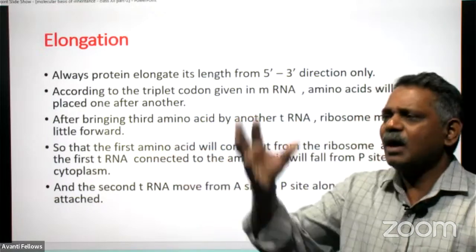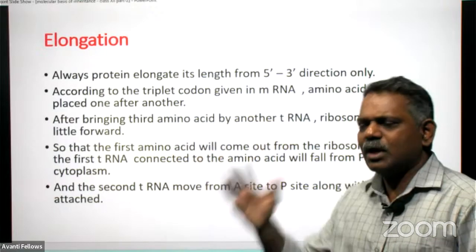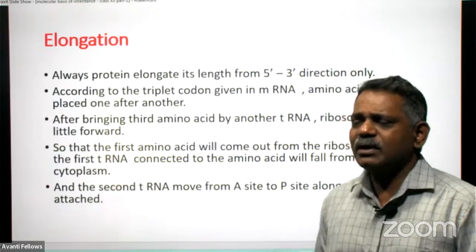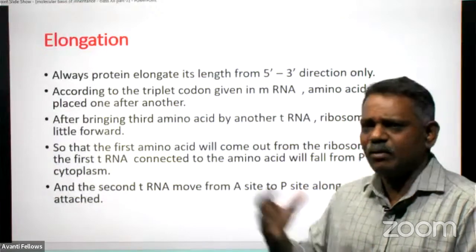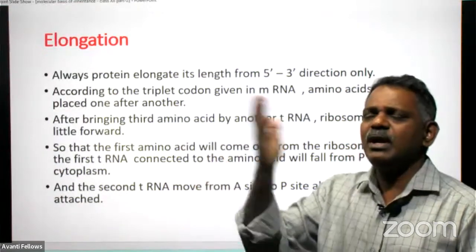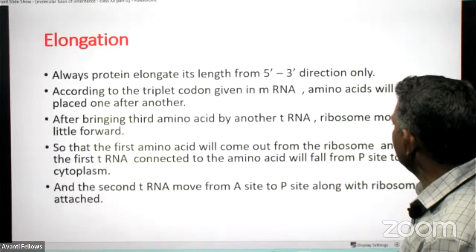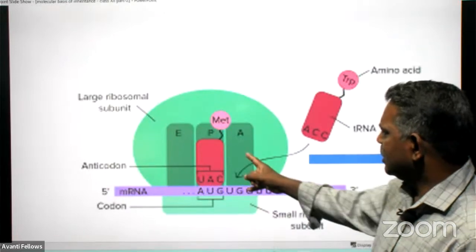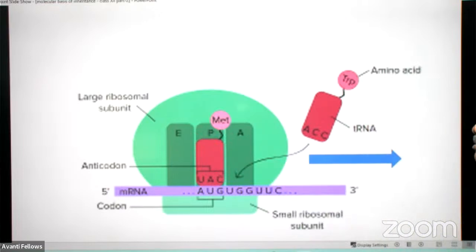Like that, tRNAs are taken one after another to the A site according to the triplet codon given in the mRNA. Whenever it takes the tRNA, it carries the respective amino acids also. These will be linked to each other with the help of the peptide bond, and slowly it goes for elongation. Here, this is the A site, P site, and E site present in the ribosome.